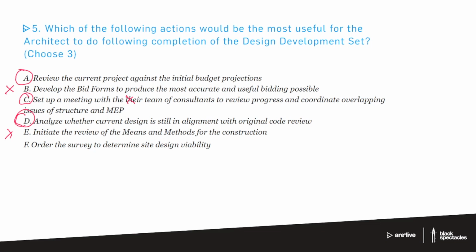And then F, order the survey to determine the site design viability. If you have done the design development and you haven't looked at a survey yet, you are sunk. That's a very bad time to get your survey because the whole design is based on where it can fit on the site, and that's something you actually have to start earlier. So F is wrong for lots of reasons. One is it's too late for that. I've actually had projects where we didn't get the survey until this point, but that doesn't mean it's a good thing to copy.